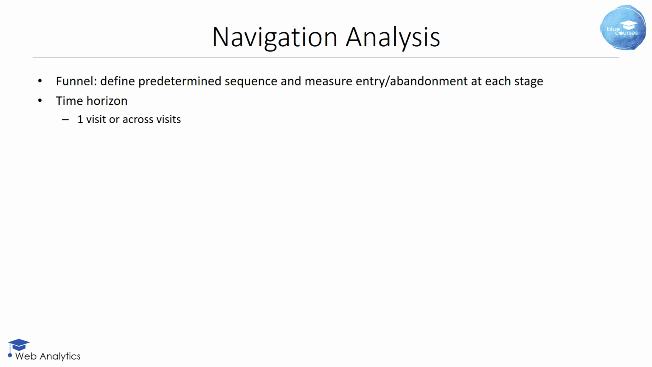Another way of doing navigation analysis is funnel analysis. The idea of funnel analysis is to define a predetermined sequence of pages and then measure entry and exit at each stage. The end stage of the funnel usually represents a conversion, such as a purchase or collected lead.